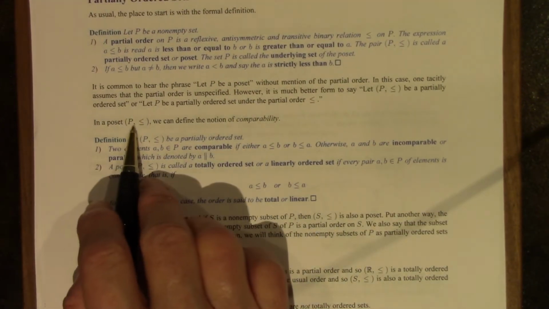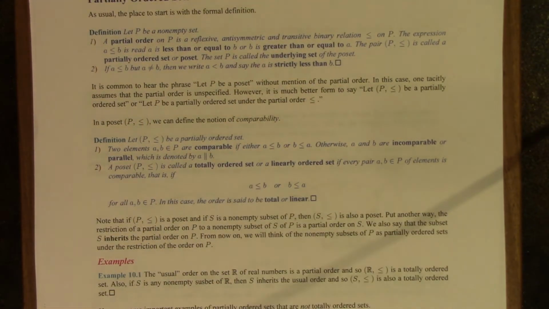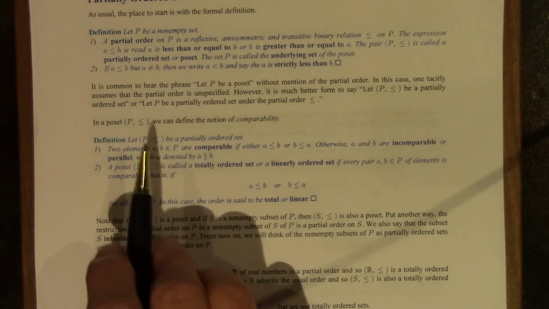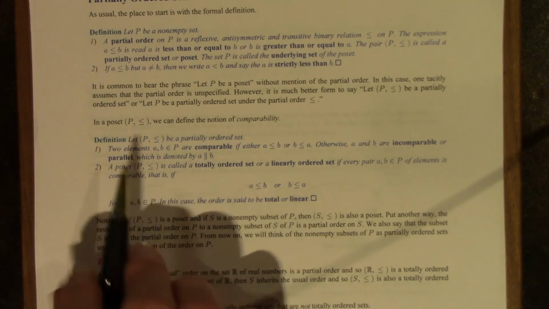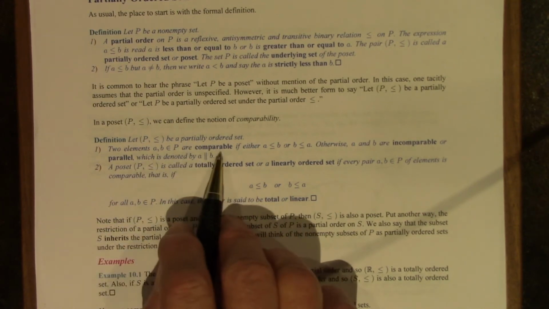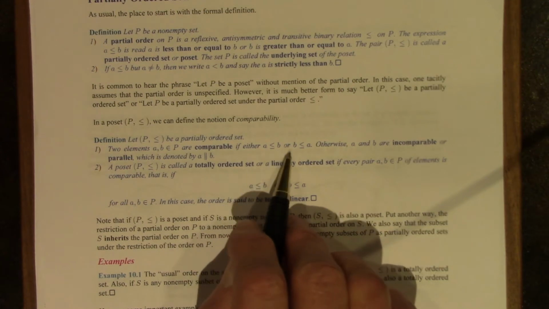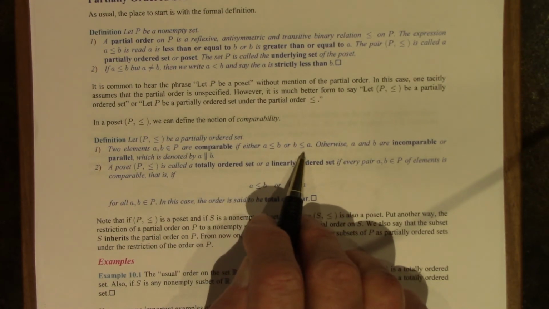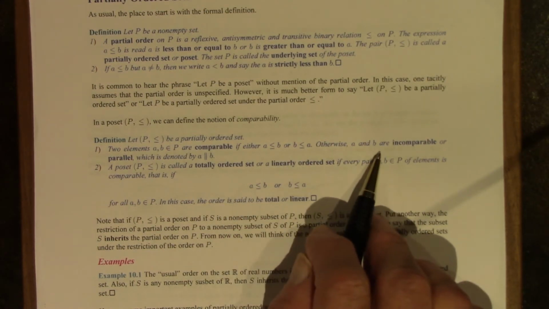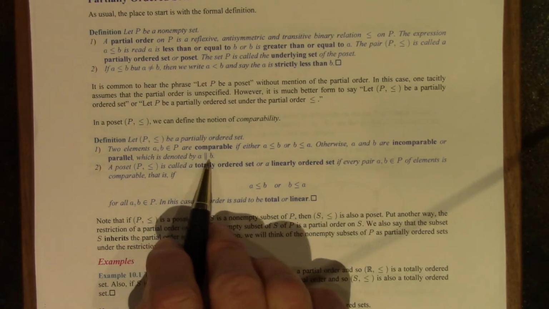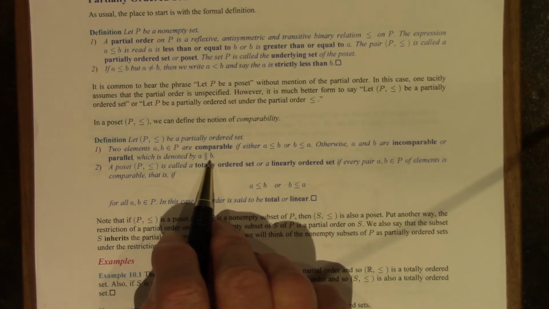In a poset, we can define the notion of comparability of elements. So we have a poset, two elements A and B are comparable if either A is less than or equal to B or B is less than or equal to A. Otherwise, they are said to be incomparable or parallel, and the parallel symbol is used in this context.